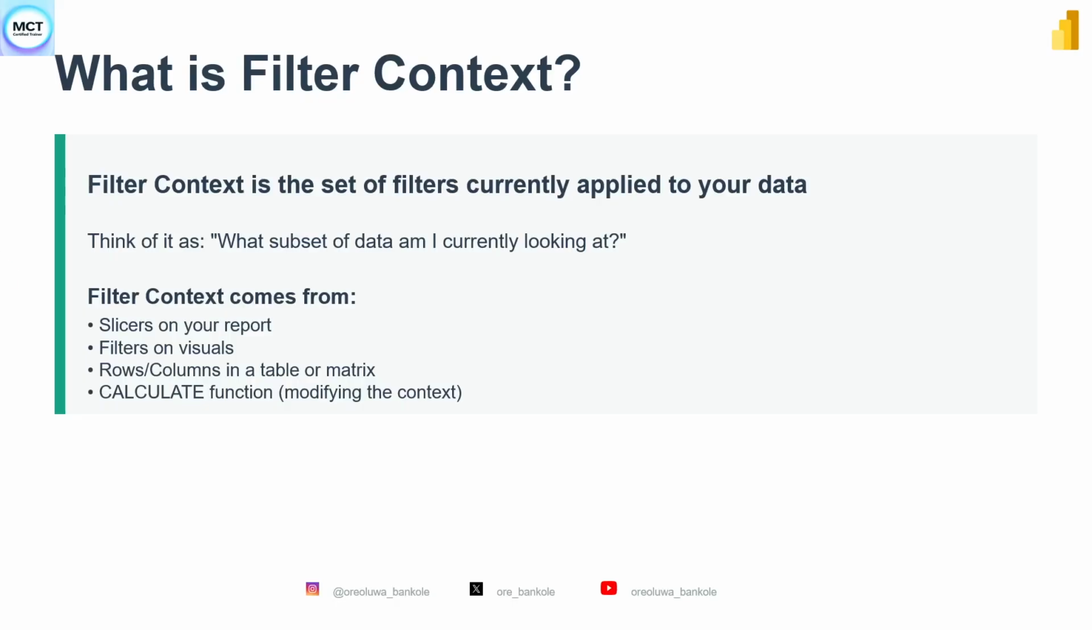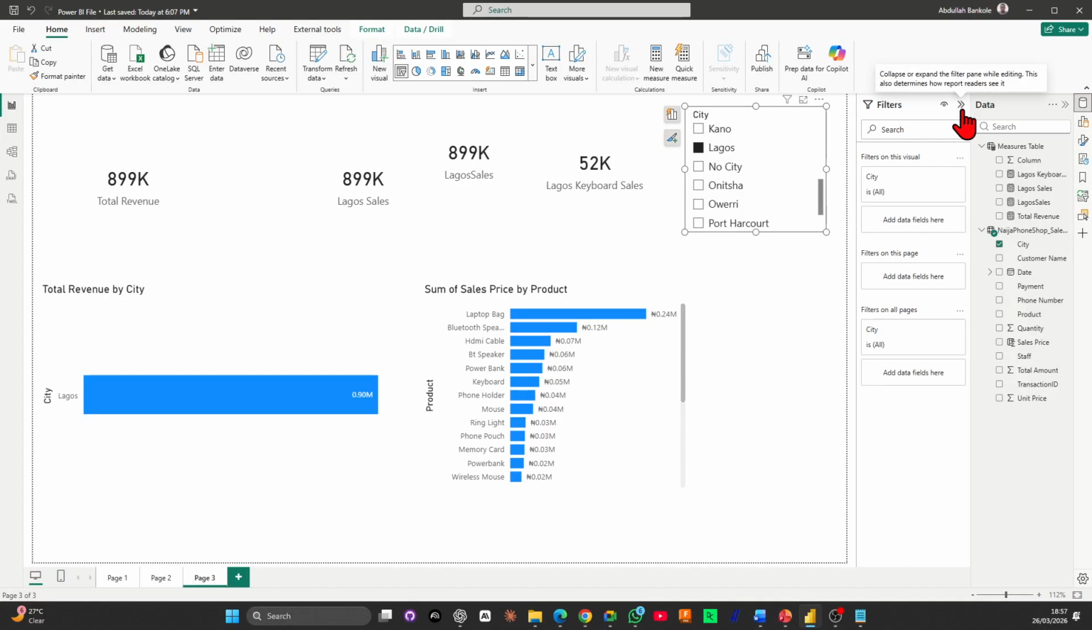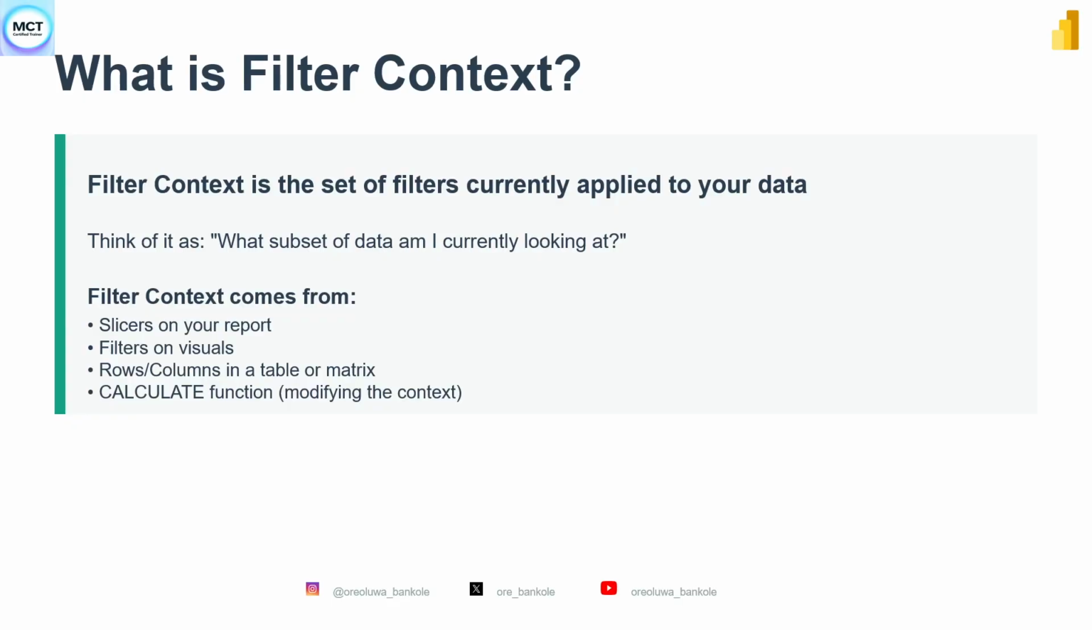Now, where did the filter context come from? It comes from where we slice our report, from the slicers on our report. It comes from the filters on our visual. Remember the filters I taught you. You could have filters in how many forms? Three forms: the filter on the visual, the filter on the page, or the filter on all pages. We discussed that at length in our first three or four classes. So you can have the filter context from there, or from some rows or columns in a table.